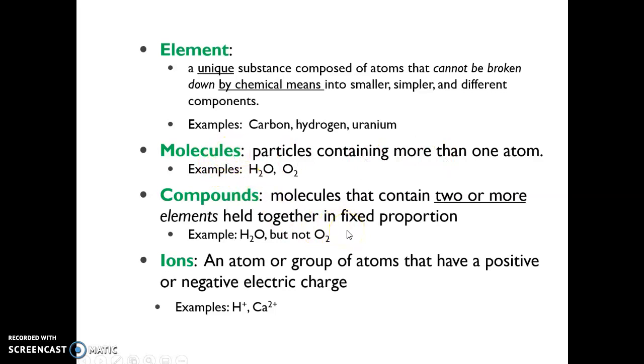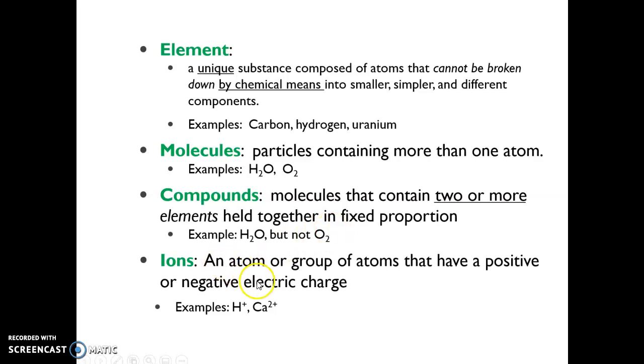So the only difference here is if we move up to compounds, a compound is a molecule that contains 2 or more different elements held together. So all compounds are molecules, but not all molecules are compounds. So for example, water has hydrogen and oxygen atoms, so therefore it's a compound. But O2, the oxygen that we breathe, has 2 of the same elements, the same type of atom held together, so it's not a compound. Very minor difference here.